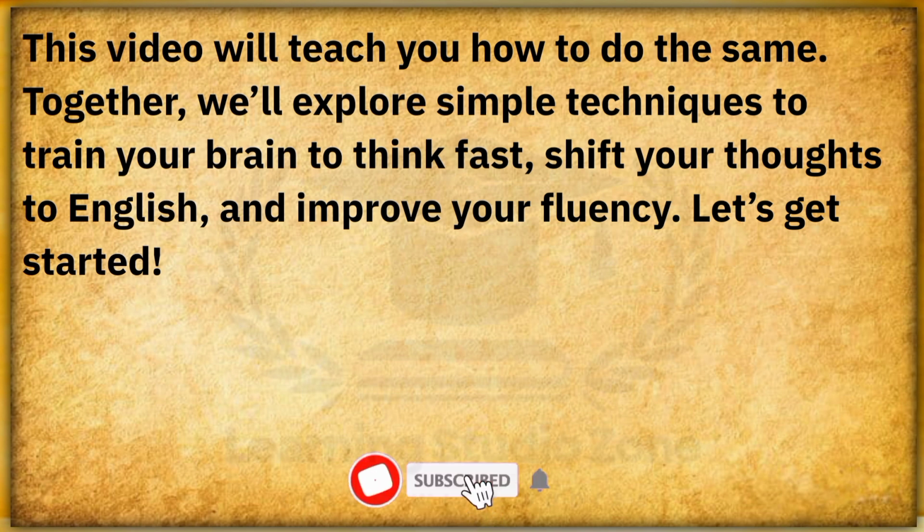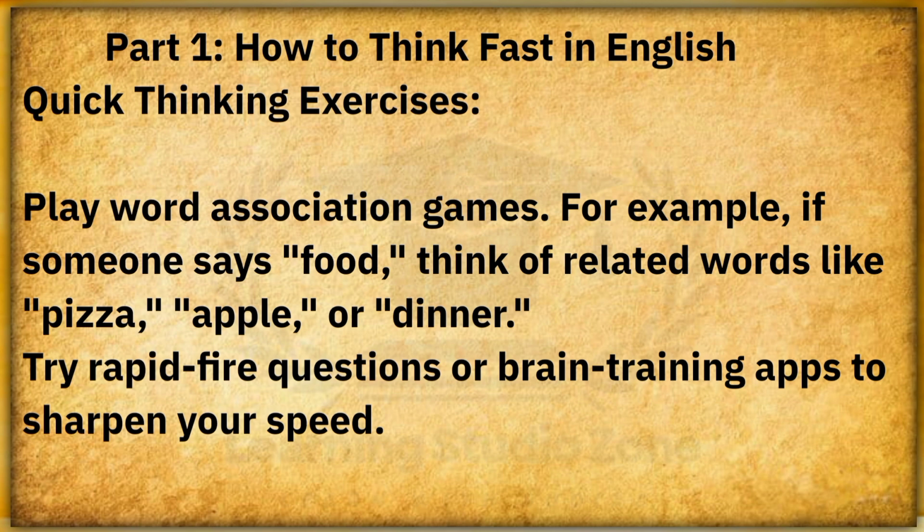Together, we'll explore simple techniques to train your brain to think fast, shift your thoughts to English, and improve your fluency. Let's get started. Part 1: How to Think Fast in English. Quick thinking exercises. Play word association games. For example, if someone says food, think of related words like pizza, apple, or dinner. Try rapid-fire questions or brain-training apps to sharpen your speed.